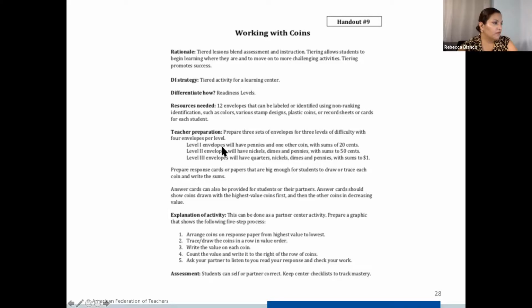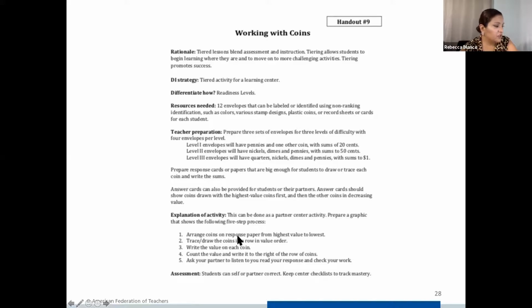So level 1, envelopes will have pennies and one other coin with sums of 20 cents. Level 2, envelopes will have nickels, dimes, and pennies with sums to 50 cents. And level 3, envelopes will have quarters, nickels, dimes, and pennies with sums to $1. Okay. And then here's an explanation of the activity.